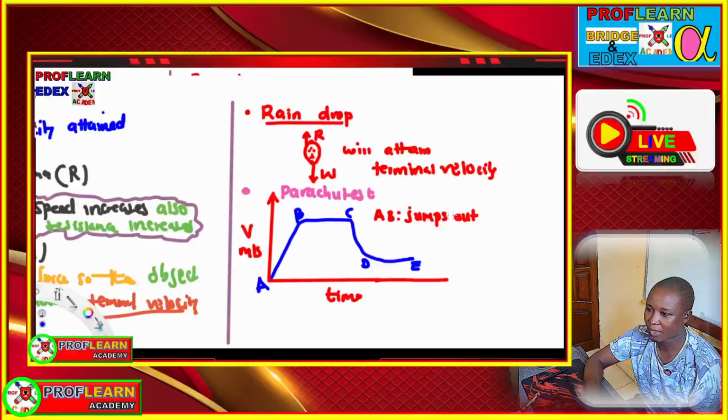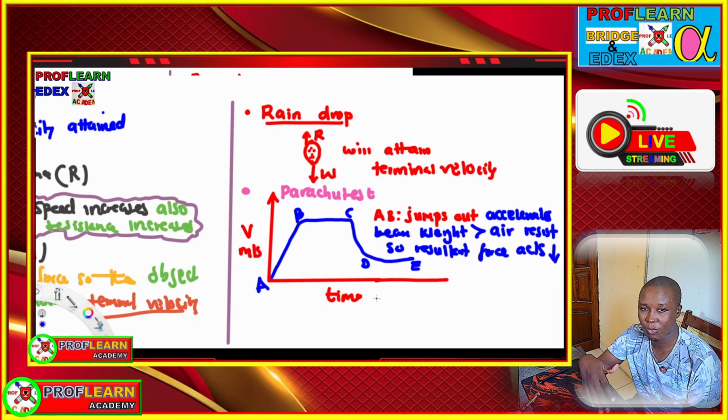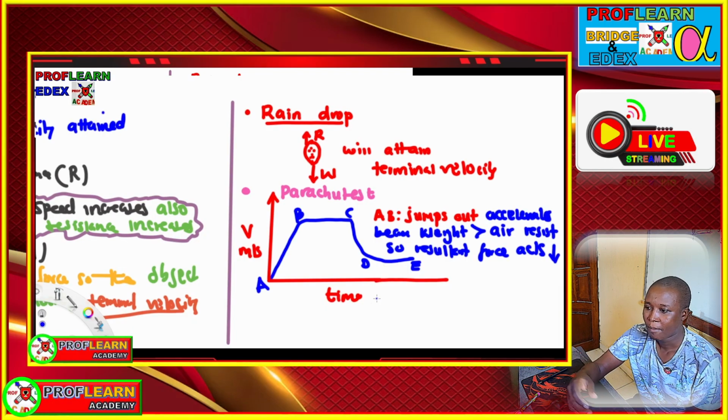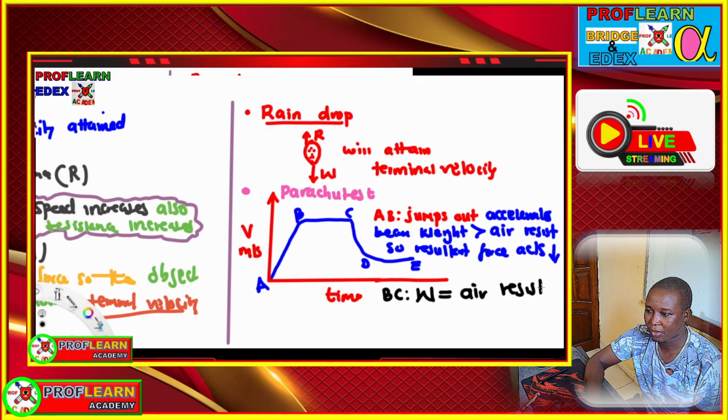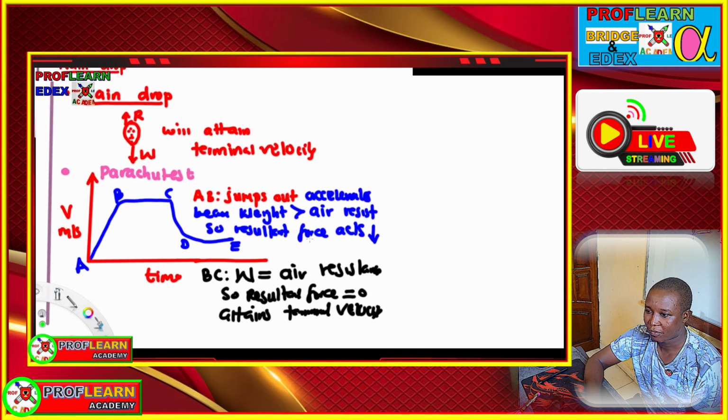Between A and B, the resultant force is acting downwards. The weight is greater than air resistance, so the person is accelerating. Then from B to C, the downward and upward forces are equal, so the resultant force is 0. Meaning from B to C, the parachutist is moving at terminal velocity. At point B, weight and air resistance are equal, so the resultant force is 0, and the object attains terminal velocity.